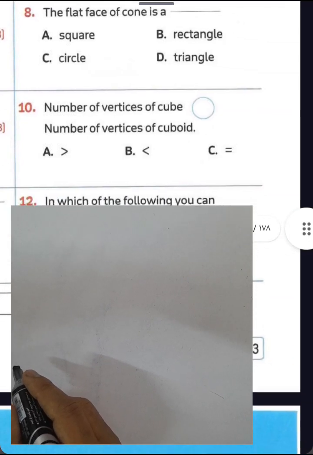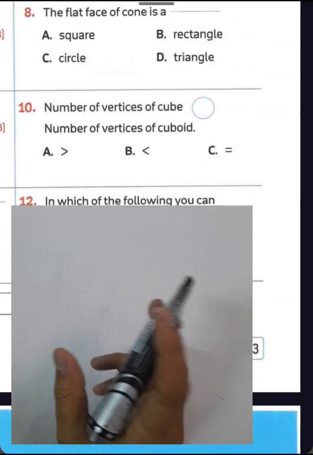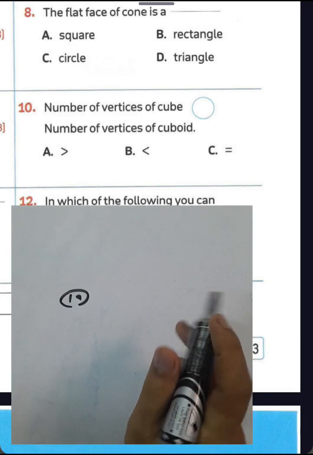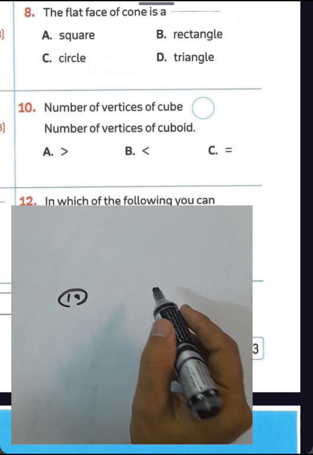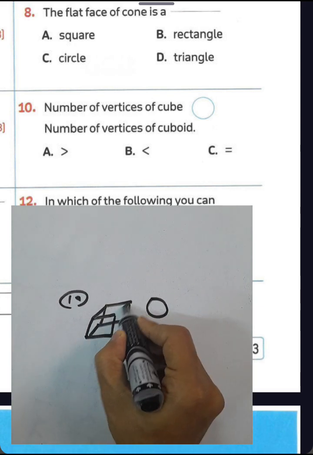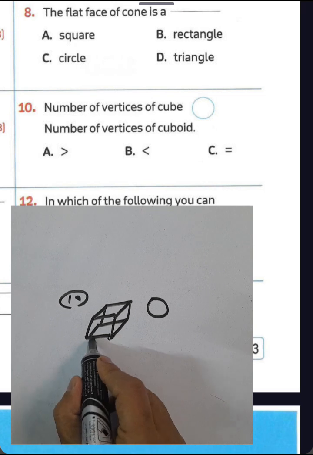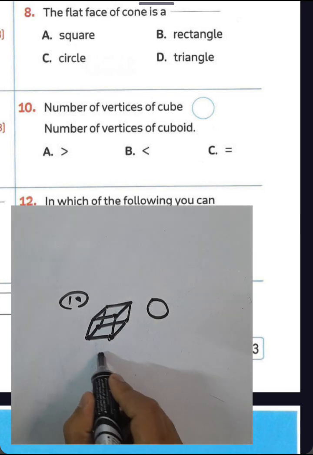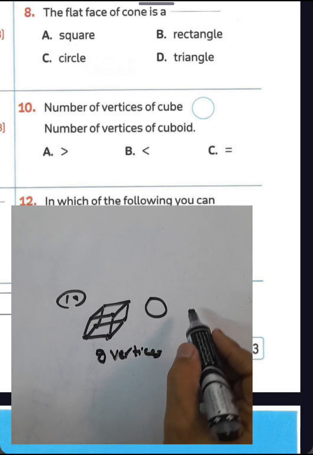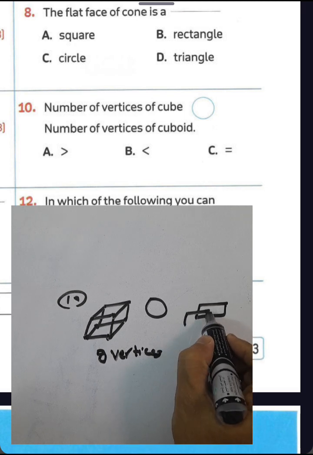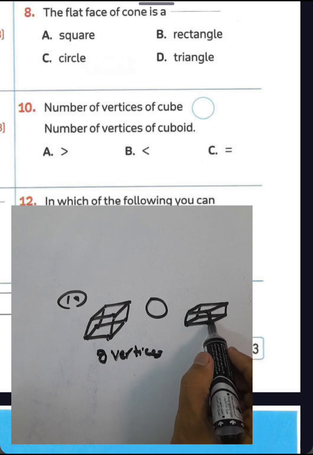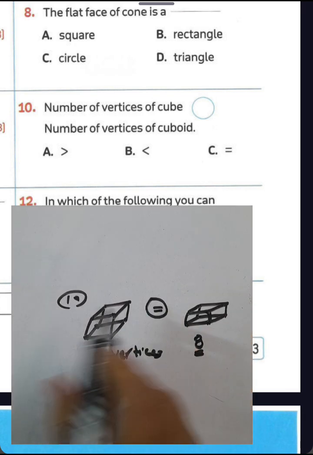Question 10. Number of vertices of cube or number of vertices of cuboid, they are equal. Cuboid, we call it what? Rectangular prism. Do you know it? Okay, I will draw the cube here. The number of vertices here, 1, 2, 3, 4, 5, 6, 7, 8. 8 vertices. And what about cuboid? Cuboid here, each face of it, we call it rectangle. Then we have 1, 2, 3, 4, 5, 6, 7, 8. The vertices are equal.